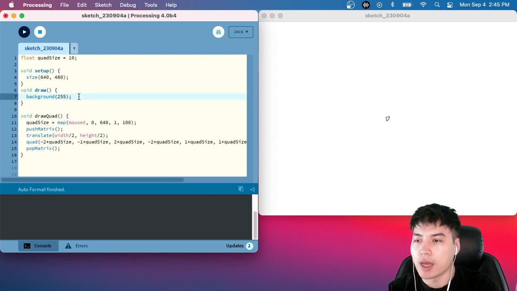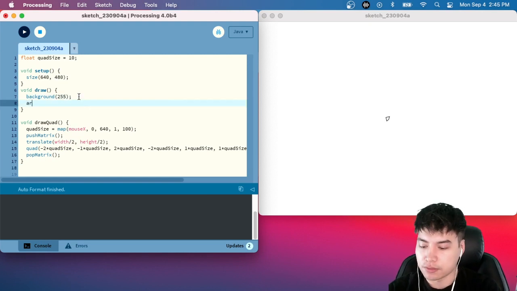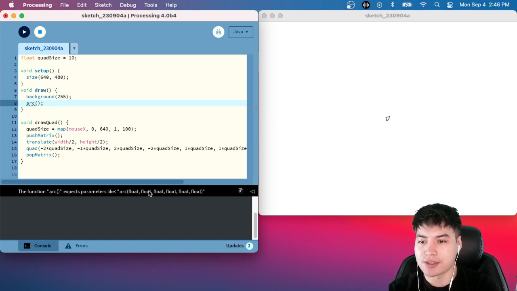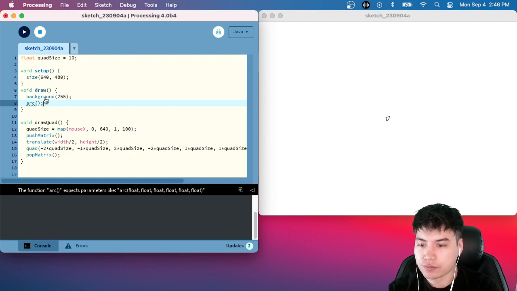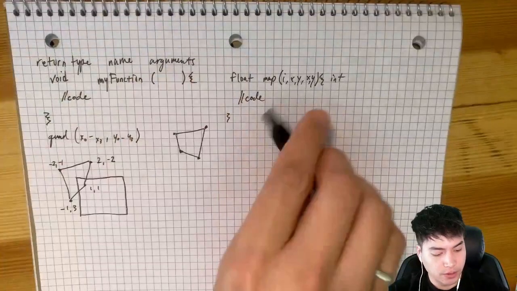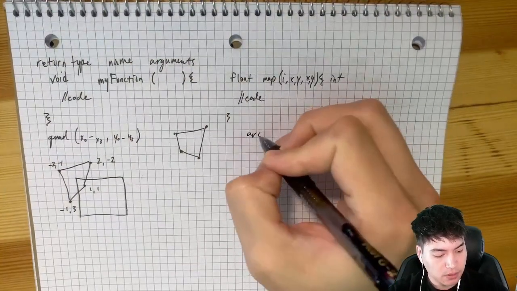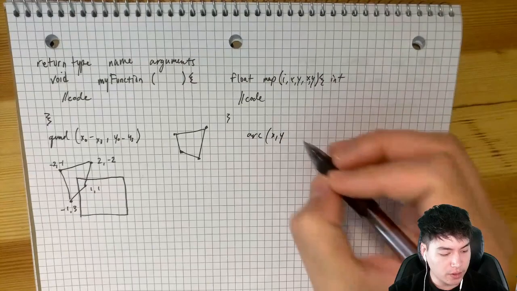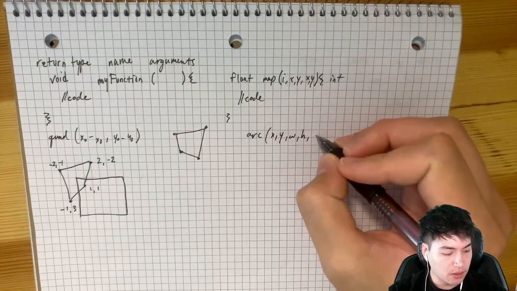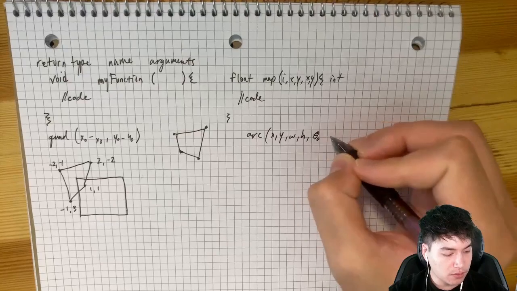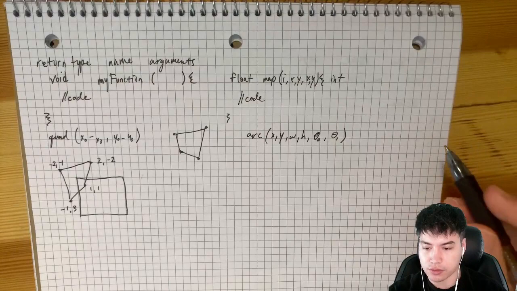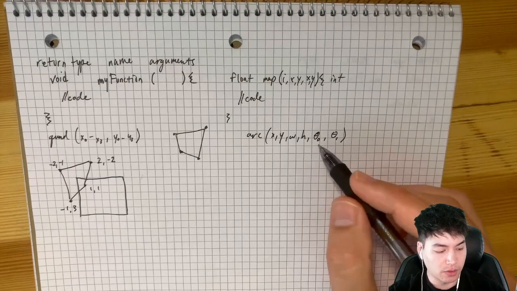Okay, and let's move on to the arc function. So this one is similar to the ellipse function, but you can see here it's expecting 6 parameters instead of just the 4. This one is going to need the x and y position of the shape. It's going to need the width and the height, and then it's going to need the angle that you start, and the angle that you end. So I'm using theta here to represent those two angles, angle 0, angle 1.